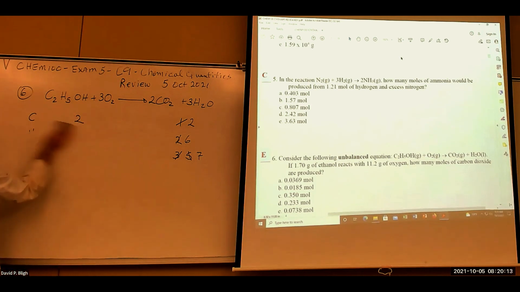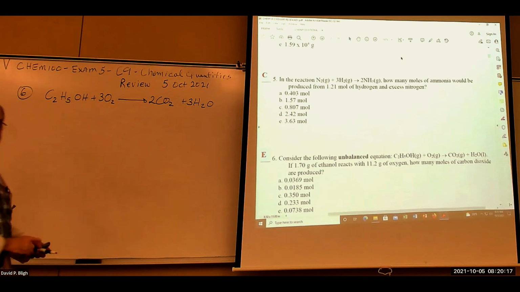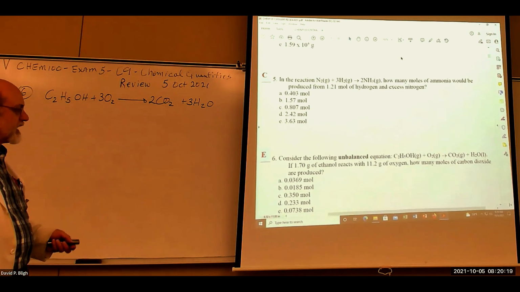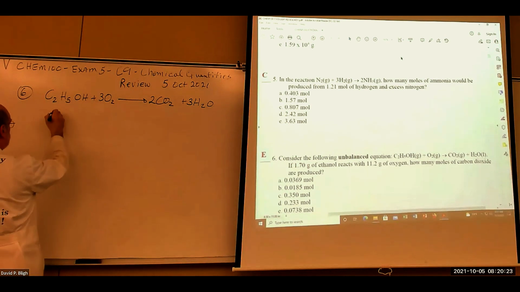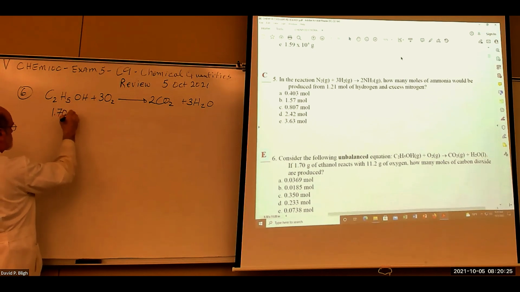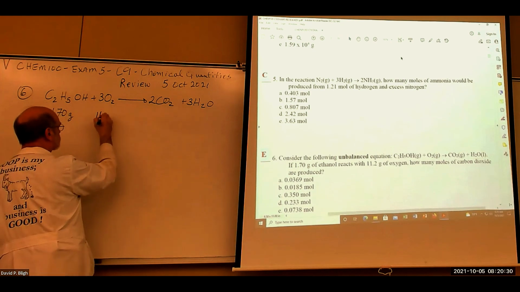Now we can answer the question. With that balanced equation, what are we given? 1.7 grams of ethanol, and 11.2 grams of oxygen.